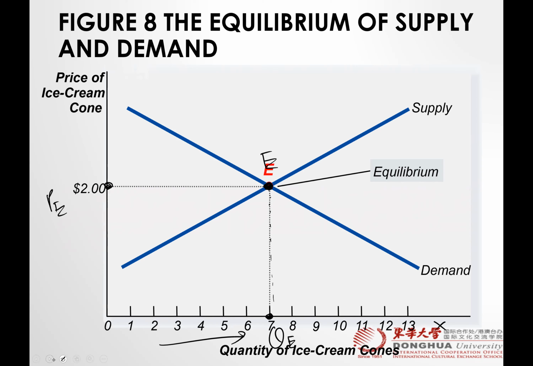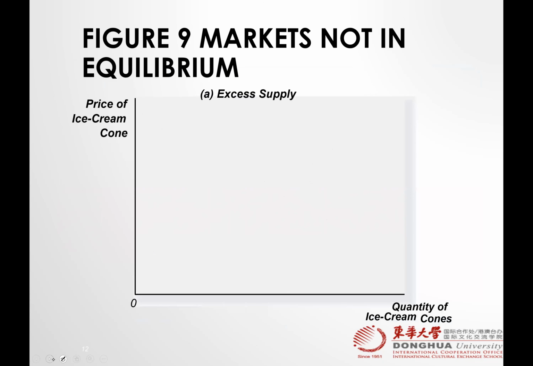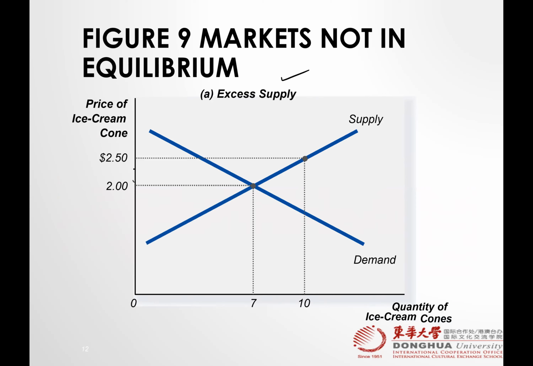And then we talked about shortage and surplus. Surplus means excess supply. If the market price is above the equilibrium price, it means we have surplus. How do we know that? Because at 2.5, quantity demanded is 4 and quantity supplied is 7. So you see, quantity supplied is greater than quantity demanded, we have excess supply.